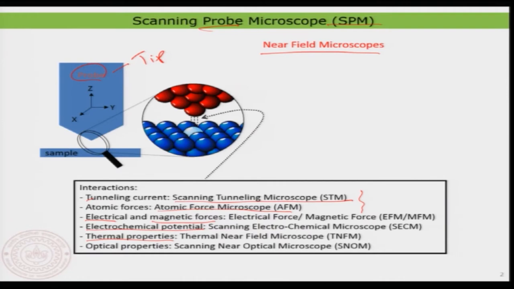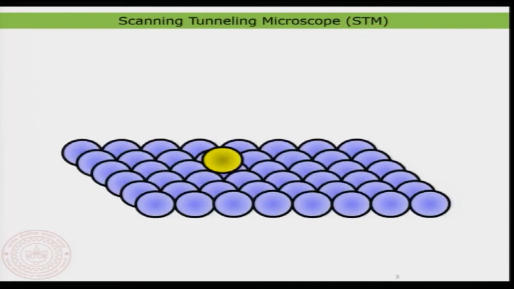So let me start with the tunneling microscope first, and then after we have a look at several examples and the use of scanning tunneling microscopy, then we will look at the atomic force microscope in greater detail. Good. So what do we have in scanning tunneling microscope?